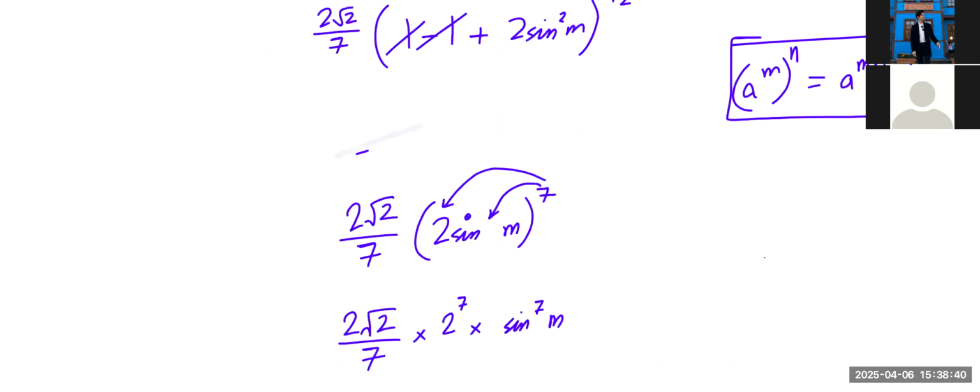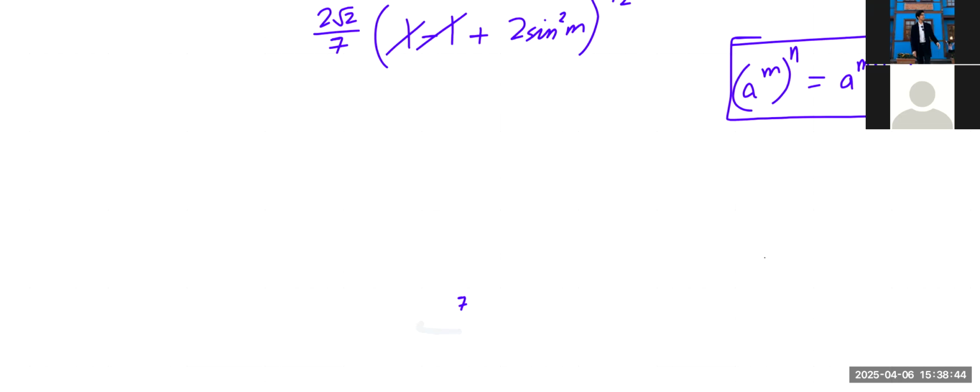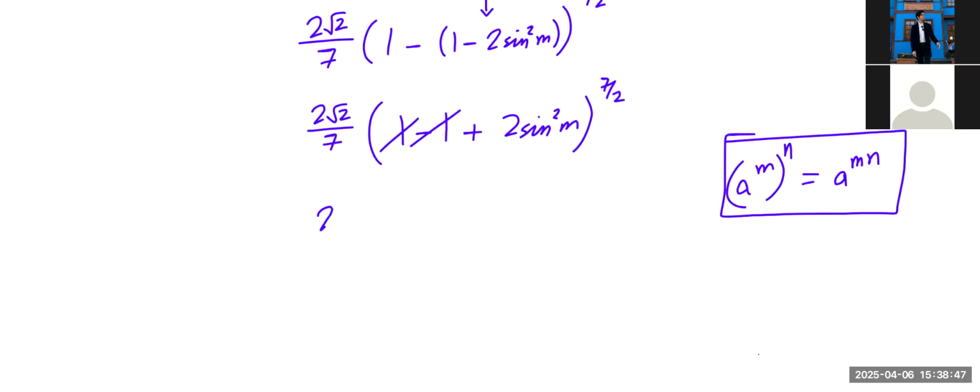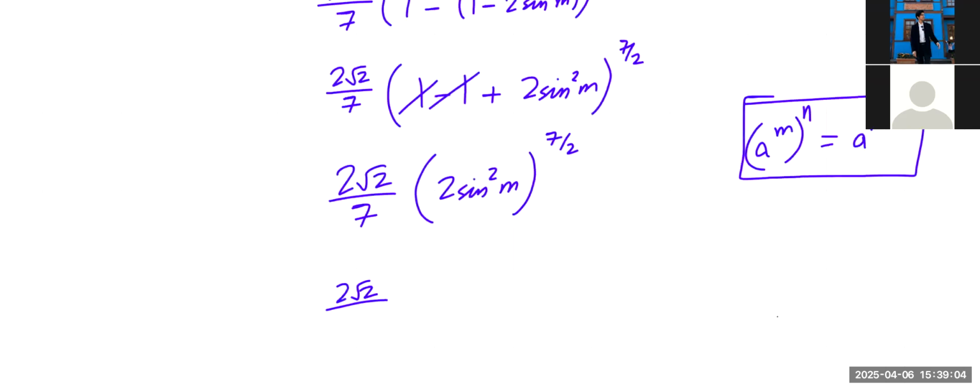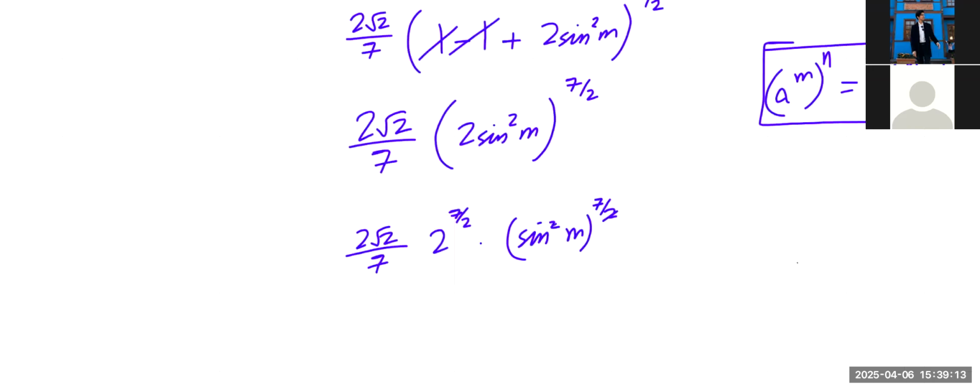Let me show you what the mistake was, because it's important. When I had 2 sine squared m to the power of 7 over 2, I said I'm canceling out the 2 with the 2. But that can't happen because the 7 over 2 applies to the 2 and to sine squared m. So we have to do 2 root 2 over 7, 2 to the power of 7 over 2, and sine squared to the power of 7 over 2. Both of them get 7 over 2. And of course the 2 does cancel out here, but it still applies to the 2.